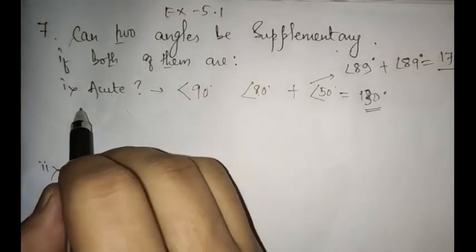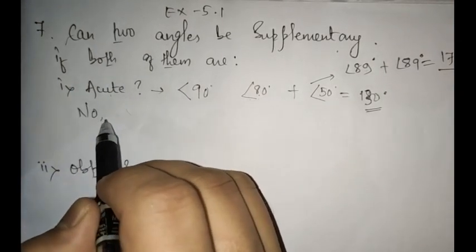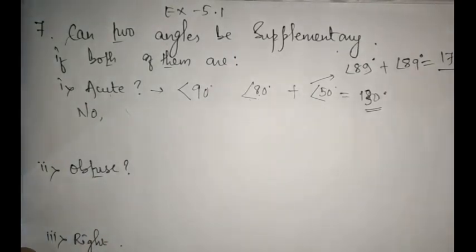So our answer will be no, because an acute angle is less than 90 degrees, right? If you are adding two acute angles, we don't have any chance of getting a supplementary pair, as the sum of the two angles will not be 180 degrees.